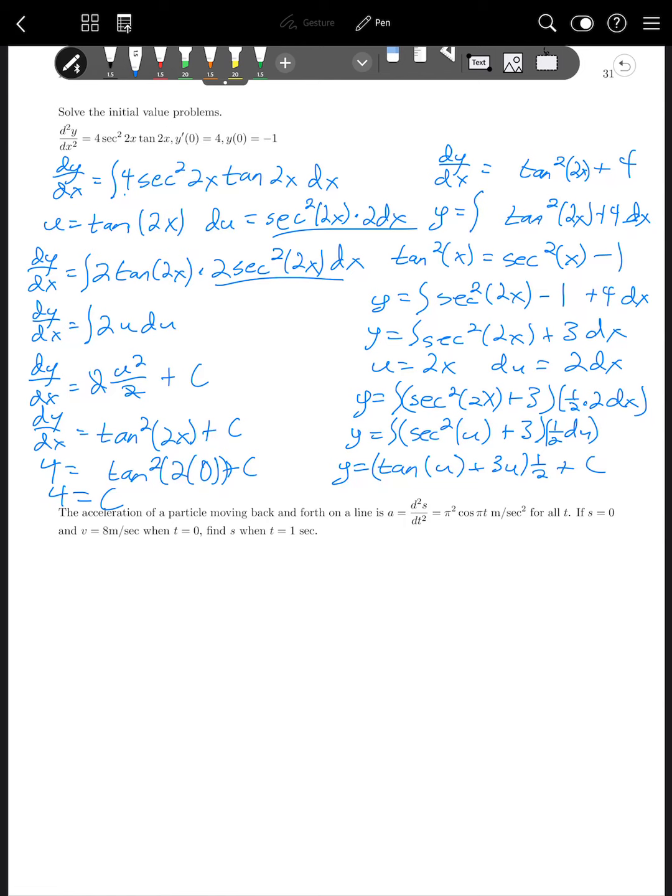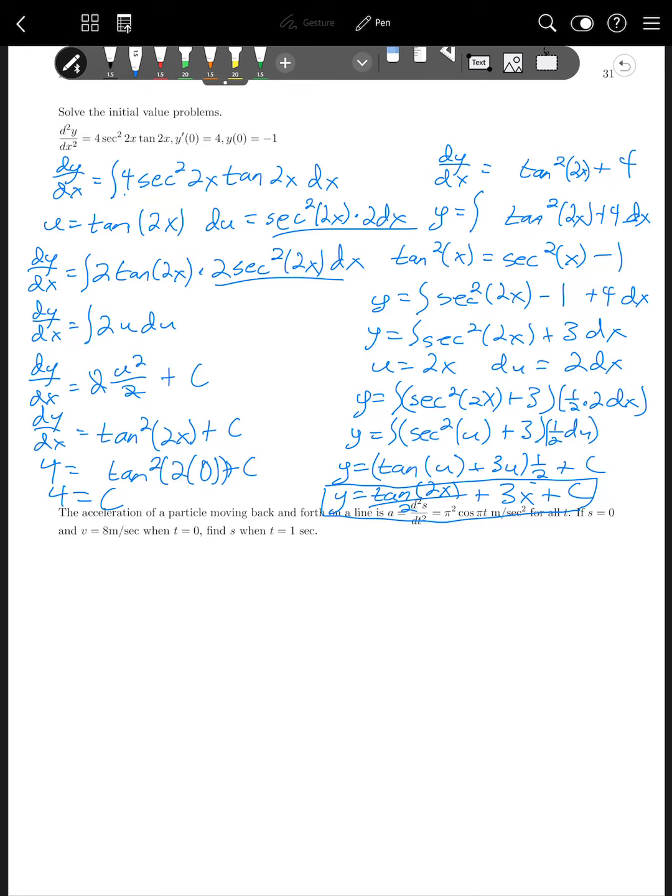Okay, and so now we substitute back in for u, and this will be tangent of 2x over 2 plus 3 times 2. And if I substitute 2x in here, the 2 will cancel, so this will be 3x plus c. And there's our final answer. Oh, except I'm not actually done yet.